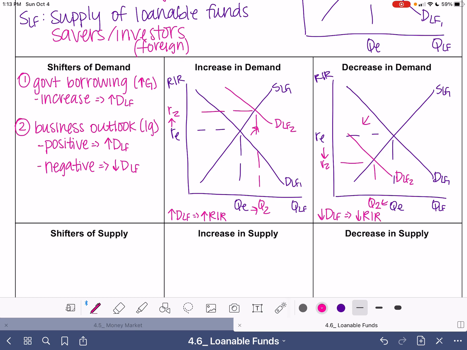So it's a negative business outlook. It's not looking good. We're not looking at expansion options. Or our government's running out of surplus. They're not deficit spending, so they don't need to take out a loan, therefore decreasing that real interest rate.